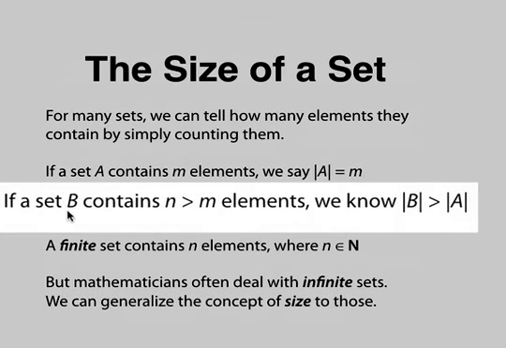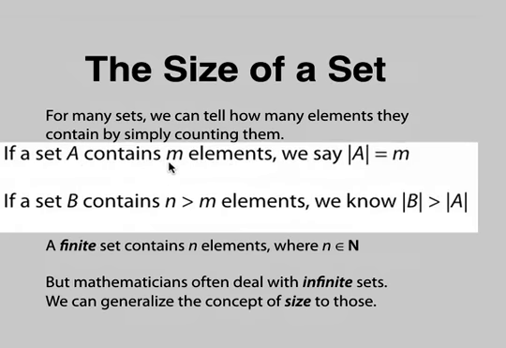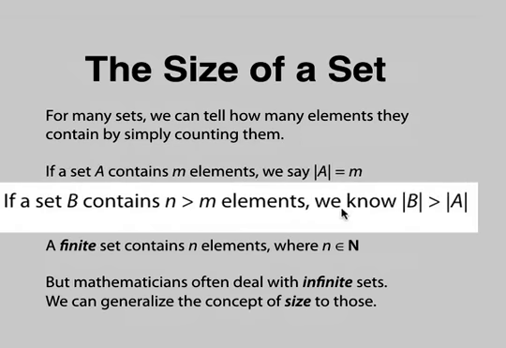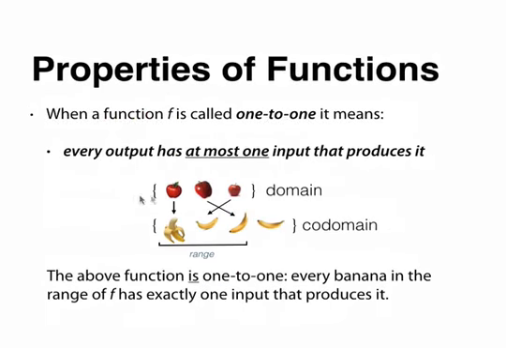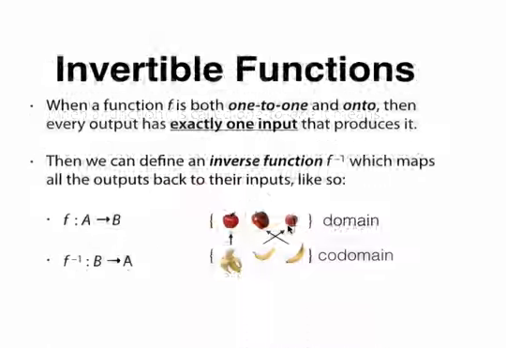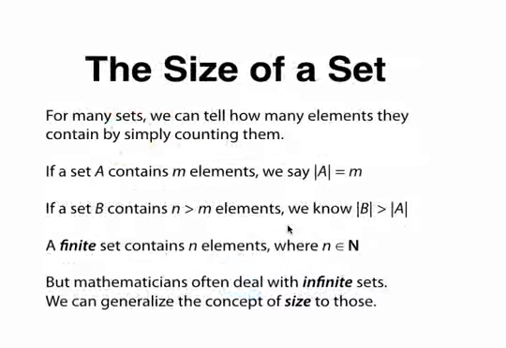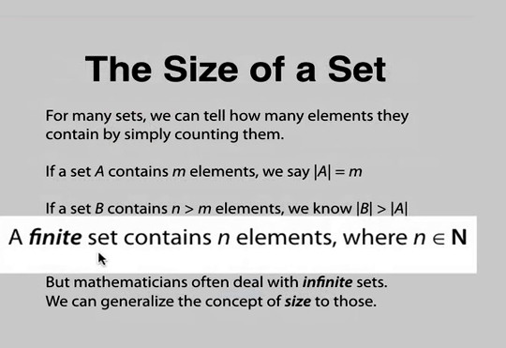So if a set B contains n elements and the set A contains m elements and n is greater than m, we say that the size of B is greater than the size of A, right? Like we had over here, A was 3 apples and B was 4 bananas. So the size of A is 3, and the size of B is 4. 4 is greater than 3, so there are more bananas than apples. Simple enough, right? But that only works for finite sets. A finite set contains n elements, where n is a variable.